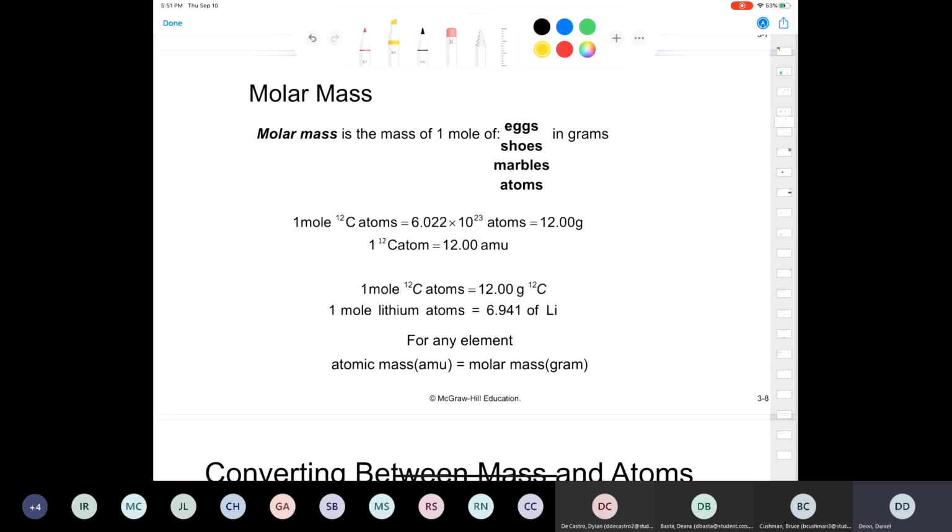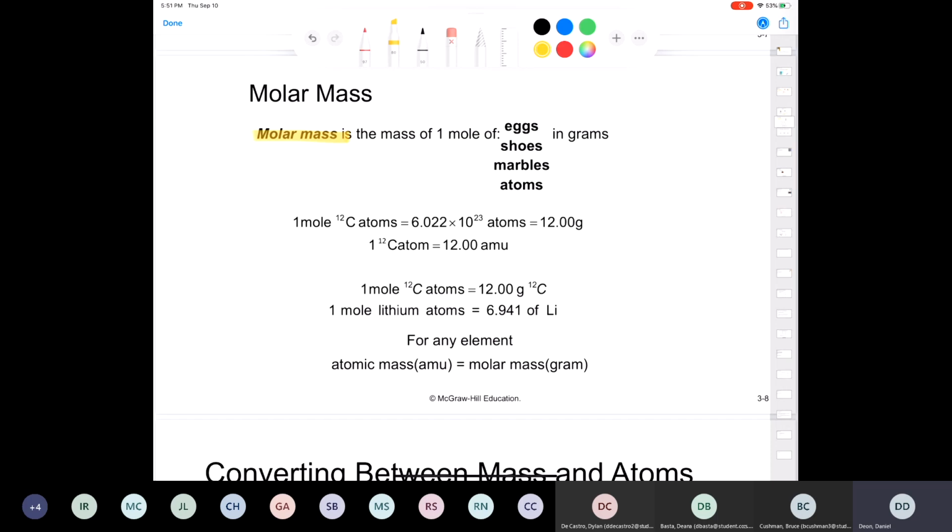Molar mass, and I'm going to say molar mass all the time today, is the mass of 1 mole of anything, whether it's eggs, shoes, marbles, students, computers, crummy iPads, atoms, molecules, doesn't matter, okay? But molar mass is the mass of 1 mole of something in grams. Now check this out. If we have 1 mole of carbon-12 atoms, we have Avogadro's number, 6.022 times 10 to the 23rd carbon-12 atoms, and it weighs 12.00 grams.